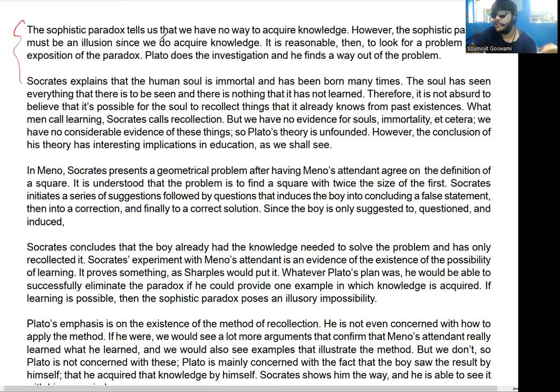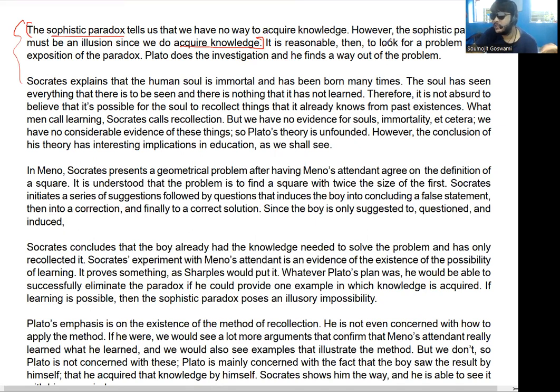The sophistic paradox tells us that we have no way to acquire knowledge. However, the sophistic paradox must be an illusion since we do acquire knowledge. So they give you an idea, then give you the negation. Isn't this a contradiction? And a contradiction basically misleads us. So I'm just trying to decipher the ideas.